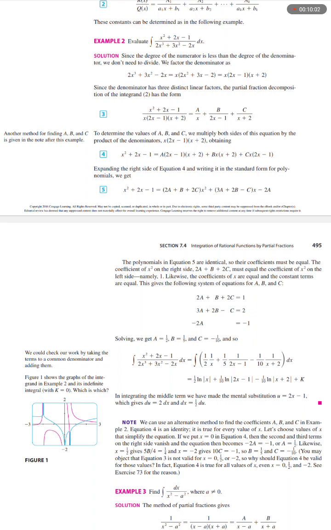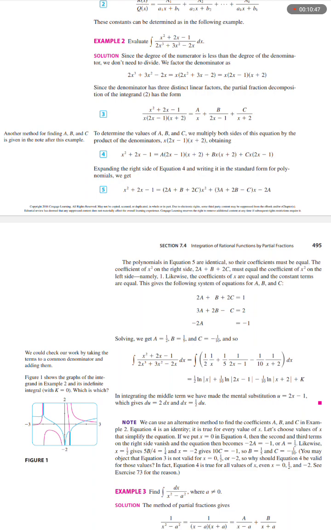The polynomials in equation 5 are identical, so their coefficients must be equal. The coefficient of x² on the right side, 2A + B + 2C, must equal the coefficient of x² on the left side, namely 1. Likewise, the coefficients of x are equal and the constant terms are equal. This gives the following system of equations for capitals A, B, and C.